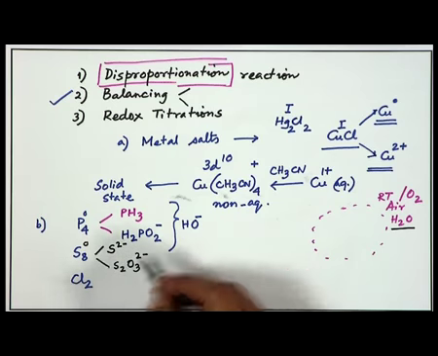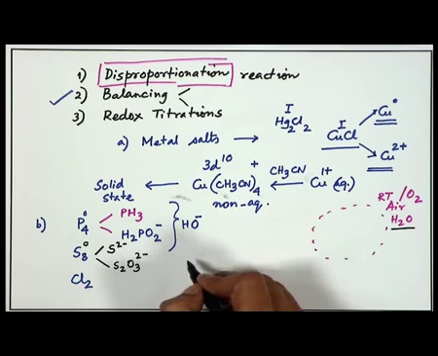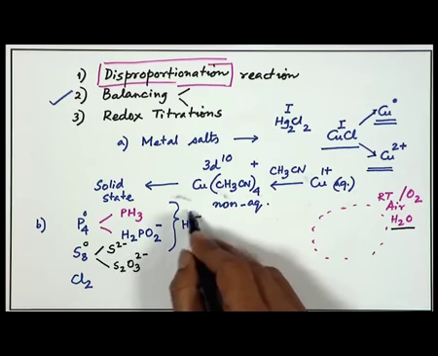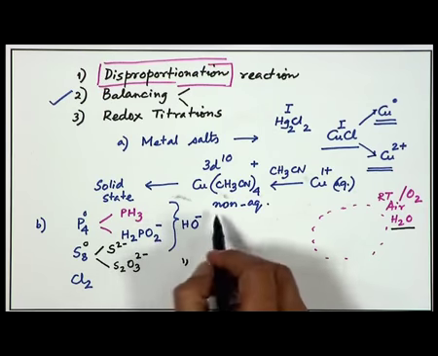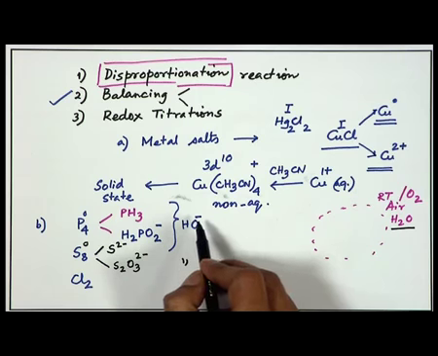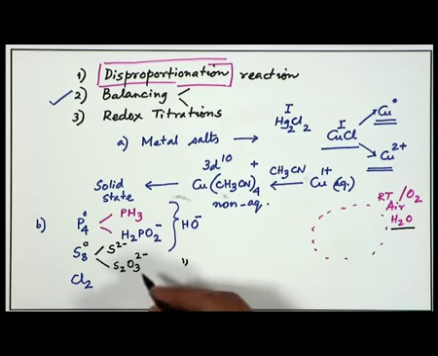So, these two things are produced in the medium by the reaction in presence of hydroxide ion, or strong alkaline medium, giving rise to another example of a disproportionation reaction.